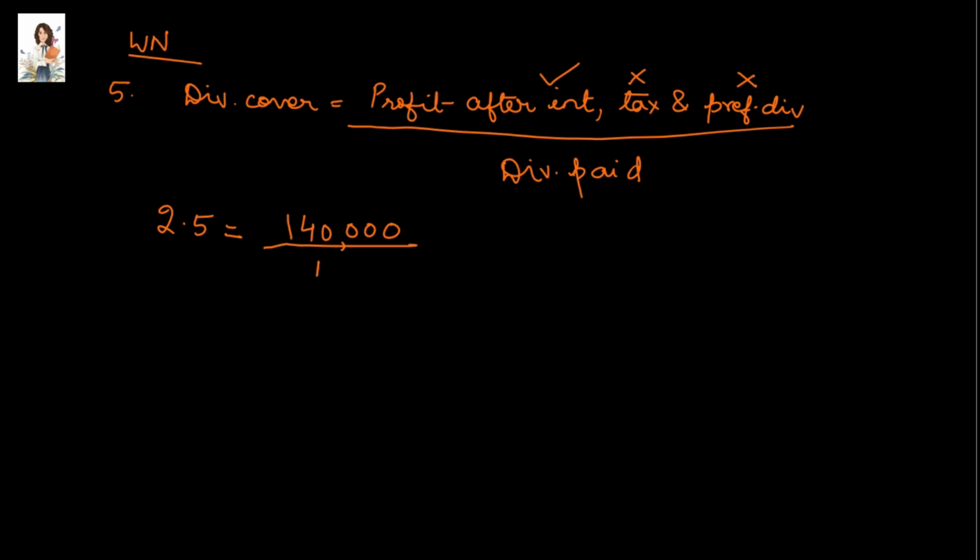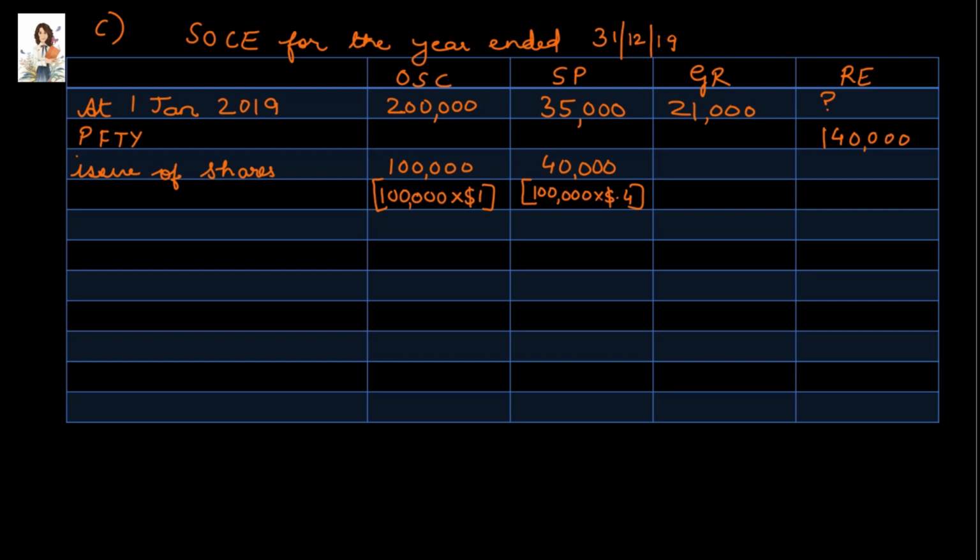We don't know the dividend paid, so let us call it D. Therefore, D is equal to 140,000 upon 2.5. That is D is equal to $56,000. So $56,000 of final dividend has been paid. So let us write this in our main answer, dividend paid, and we'll give the reference of working note 5.